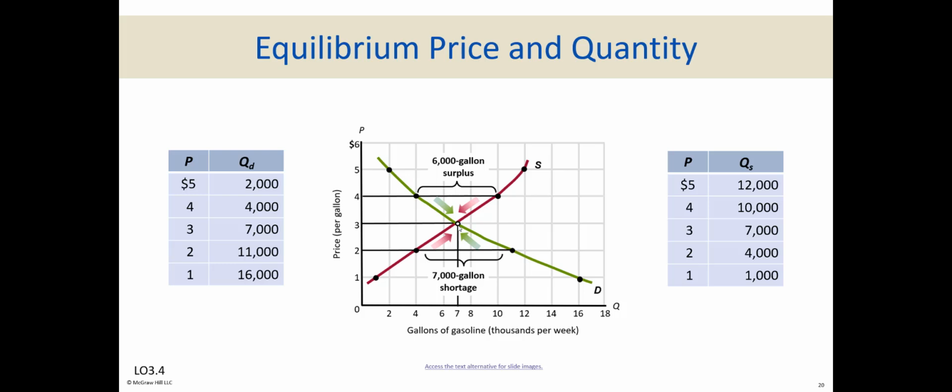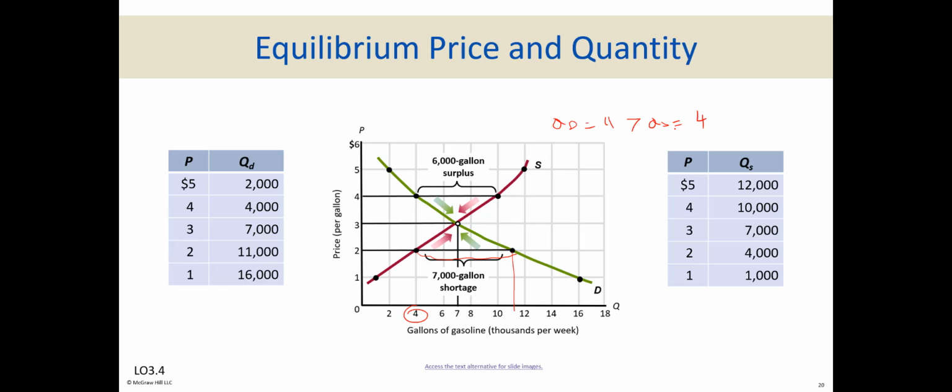For instance, the market could start with a price like $2. At $2, as you see here, the quantity supplied is 4,000 gallons of gasoline per week, and quantity demanded is here, 11,000. And therefore, we have a shortage. Why? Because quantity demanded, which is 11, is greater than quantity supplied, which is 4. And we do not like the situation because we have people waiting in line to get gasoline.